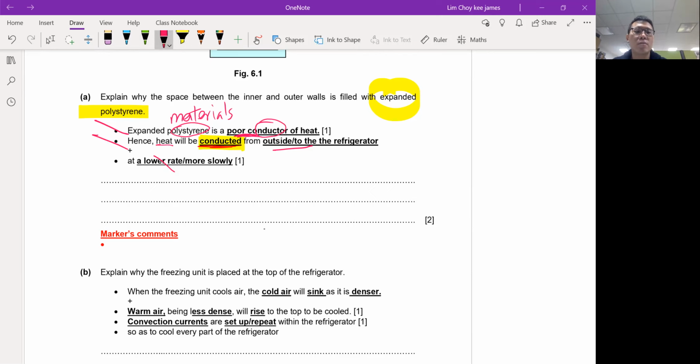And the third one that I need you to write is to tell me the rate, whether it's slow or fast. Commonly, I will tell students that poor means slow rate, basically. So there are certain keywords that are tagged together. For conduction, there is no expansion. For conduction, there is a standard set of keywords, a standard sequence to the answer. So do take note of the sequence.